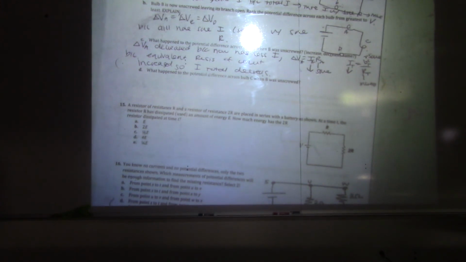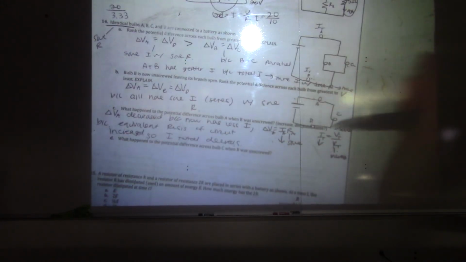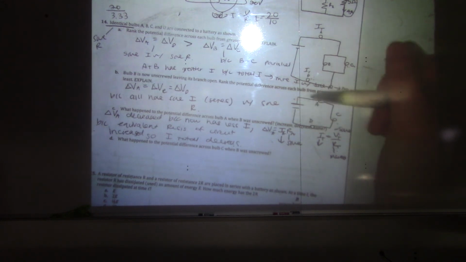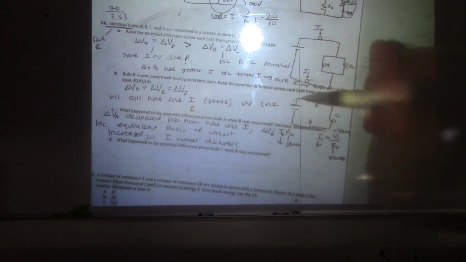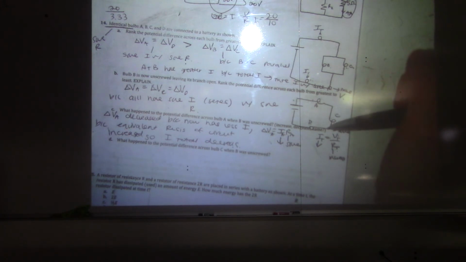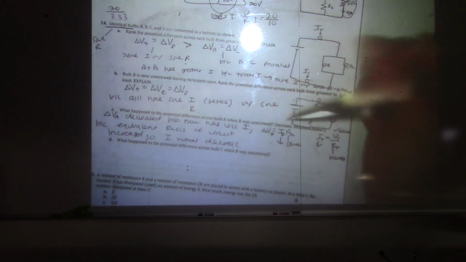What happened to the potential difference across C? Two ways to do it. You could think about your voltages, right? Because we still need them to add up. So if this one now is a smaller voltage than before, then this one must be greater because they still add up to the same total. That's one way to do it.